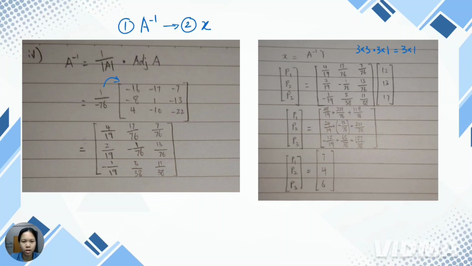Next, we calculate X. X is equal to the inverse matrix A times Y. So the 3 by 3 matrix times the 3 by 1 matrix gives a 3 by 1 matrix. The Y is 12, 13, and 17. So the inverse matrix A multiplies Y and we combine the answer. And lastly we get P1 is 7, P2 is 4, P3 is 6. This is the final answer for Roman 4.